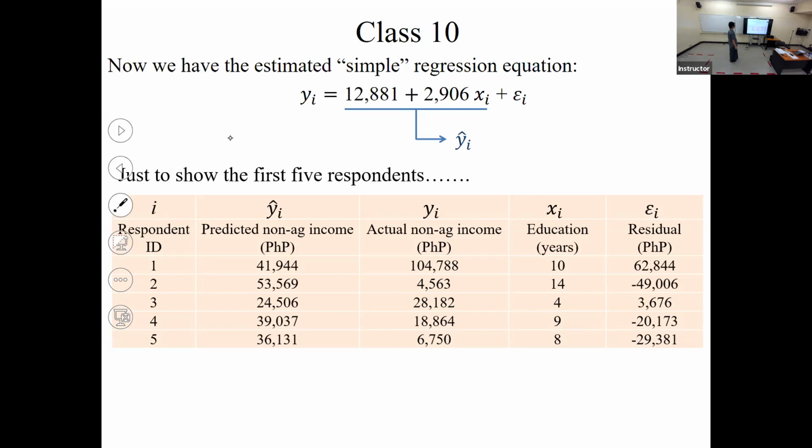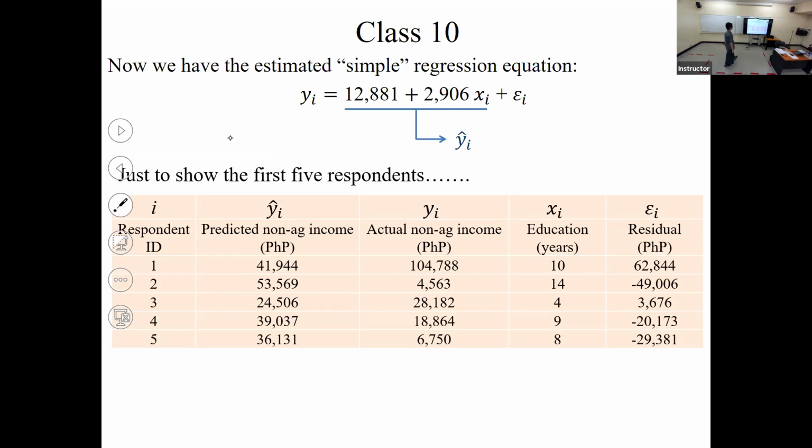In the data set, it will look like this after the analysis. This is what you have from the beginning: the respondent ID, and also the actual income that you collected. So before the analysis, you already have this one, education, as well. After the analysis, you get the predicted y and epsilon. This depends on the model, on the analysis.